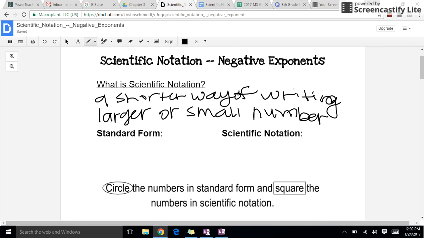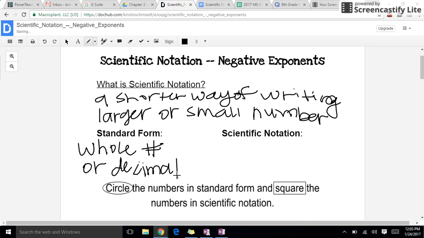All right, how about standard form, Miss Neeser? Did you find that on your notes from yesterday? Yes, I do have those on my notes. Standard form is a whole number or a decimal. Okay, perfect. So that's saying the same then from yesterday. Right. Okay, how about scientific notation?